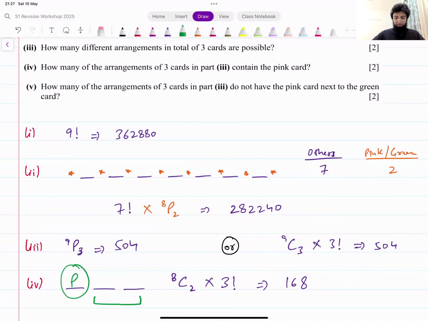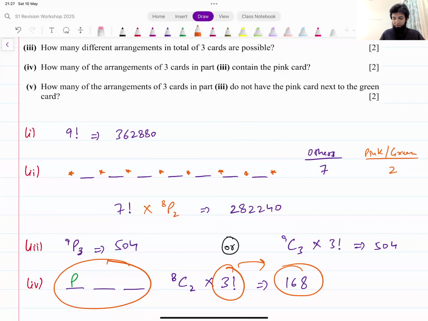There are 8 remaining cards. Out of those 8 remaining cards, we have to select 2. So that's 8C2. And once you've selected those 2 cards, then you have to arrange all of these 3 cards together. That's 3 factorial. You multiply them, you get 168 from this.